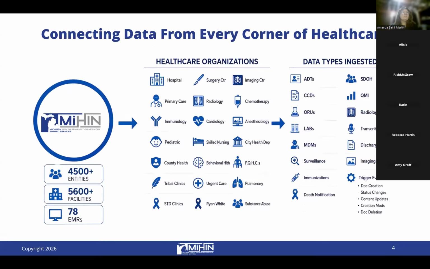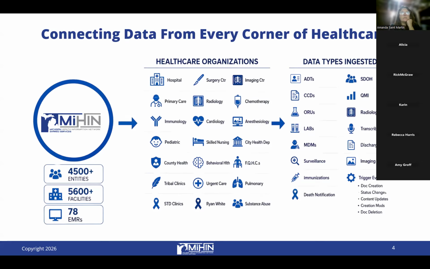MiHIN today has over 4,500 unique entities that we work with in the state of Michigan, operating over 5,600 facilities. We are connected to 78 different EMRs, so we do get real-time data from 78 different EMRs, not just acute EMRs, but many, many EMRs from all kinds of different disciplines. As you can see there, we work with folks in the market segments of hospitals, surgery centers, FQHCs, behavioral health, substance abuse, you name it. If it's a facility that's delivering healthcare services, we work with them.